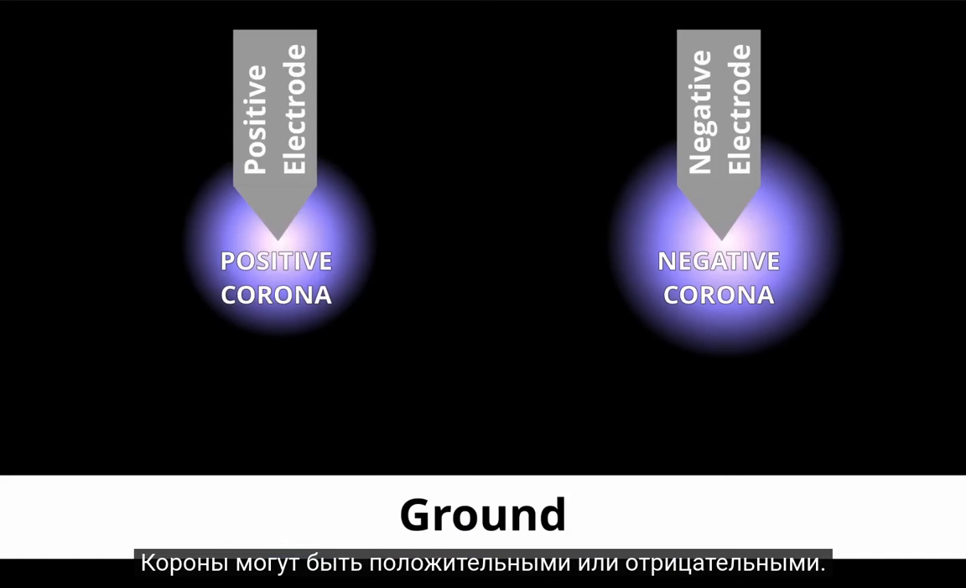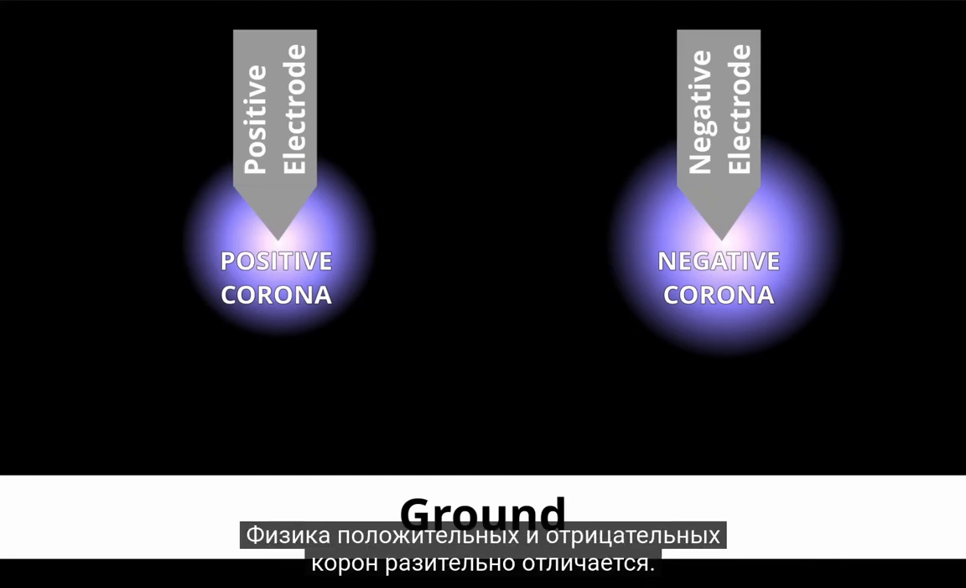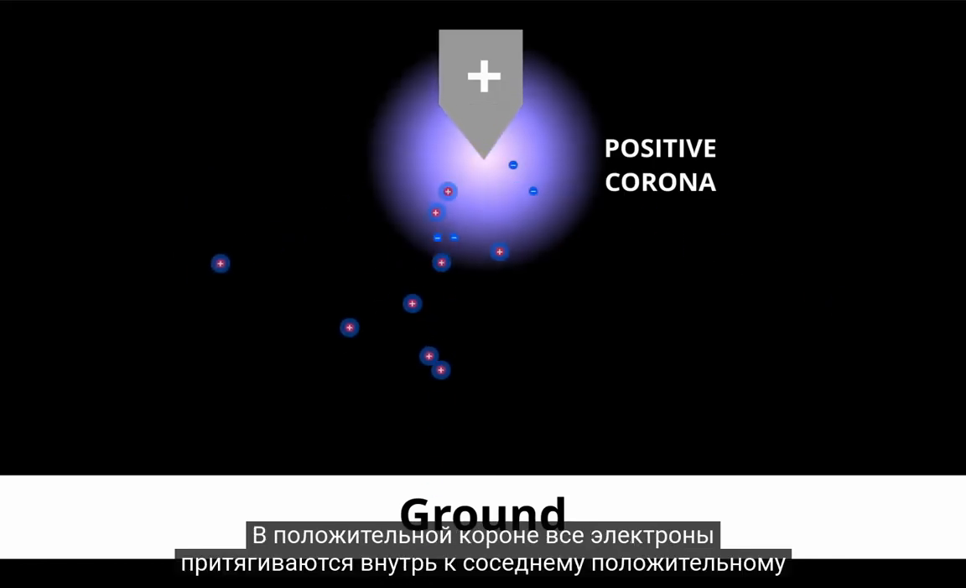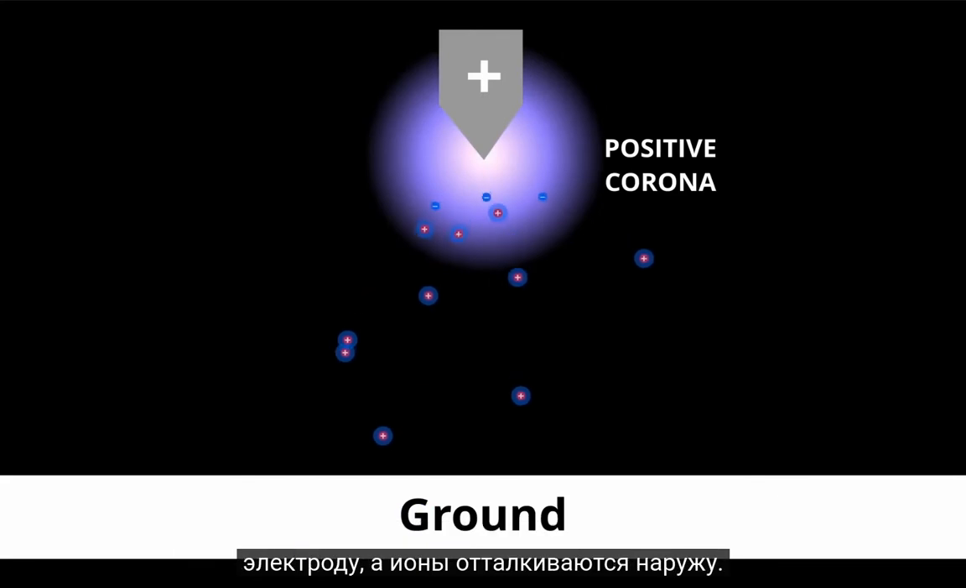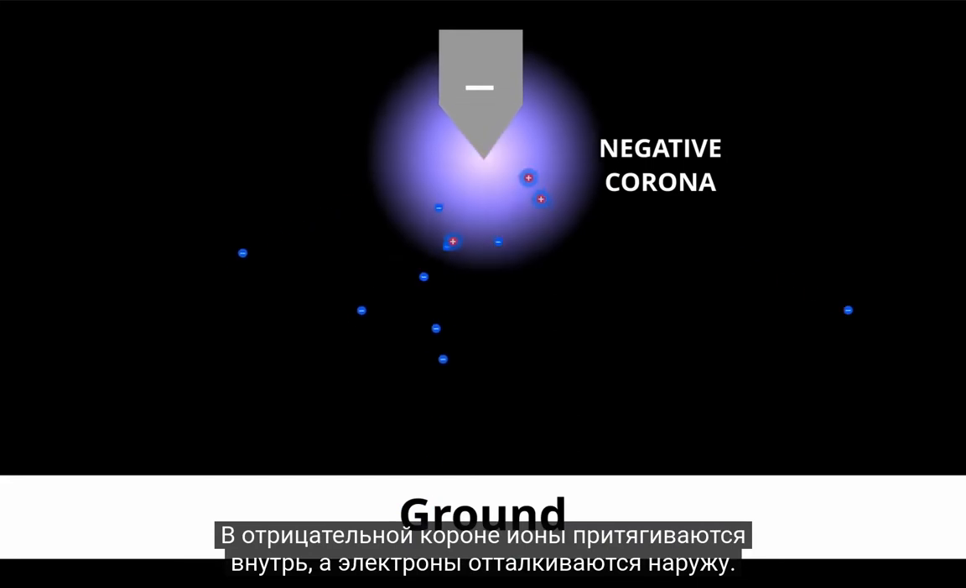Coronas can be positive or negative. This is determined by the polarity of the voltage on the electrode. The physics of positive and negative coronas are strikingly different. In a positive corona, all the electrons are attracted inwards towards the nearby positive electrode, and the ions are repelled outwards. In a negative corona, the ions are attracted inwards and the electrons are repelled outwards.